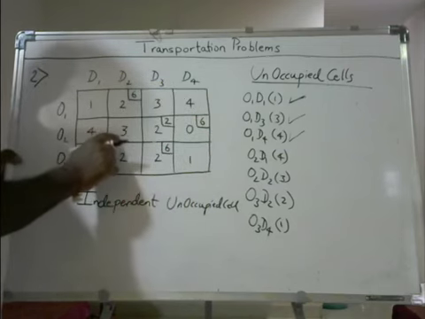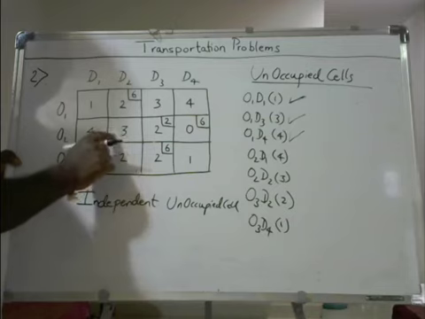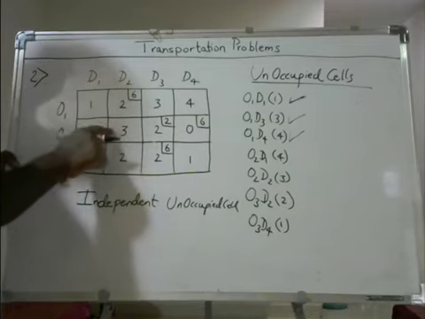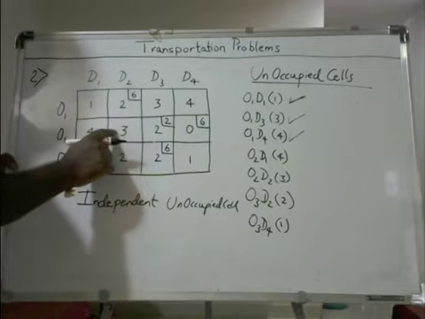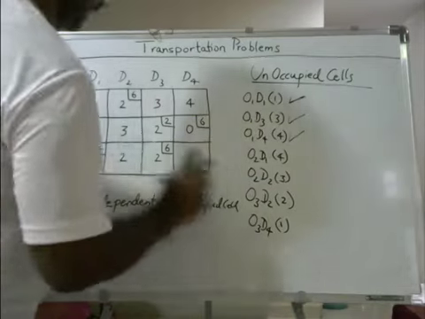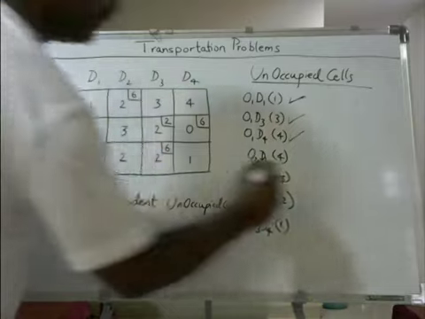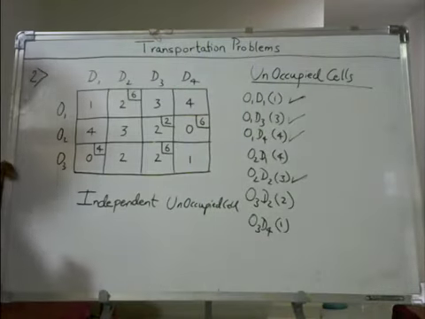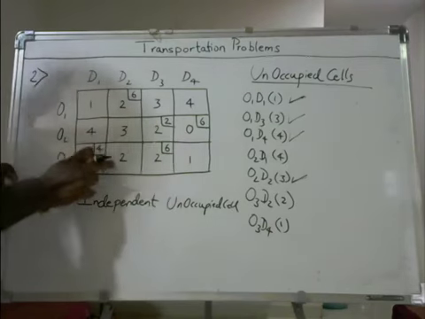So if we start a loop from this cell, we cannot form a closed loop. That's why this cell is also an independent unoccupied cell. So that is O2, D2. So this is also an independent unoccupied cell. Let's try this one.